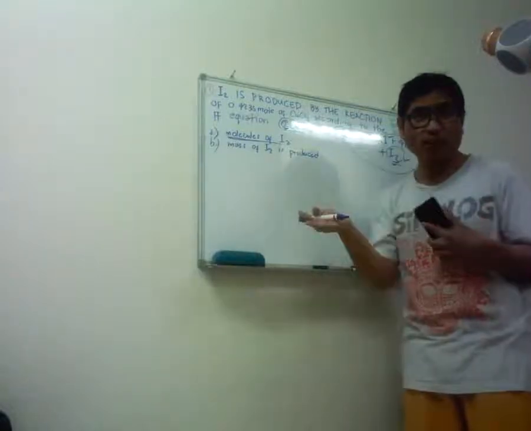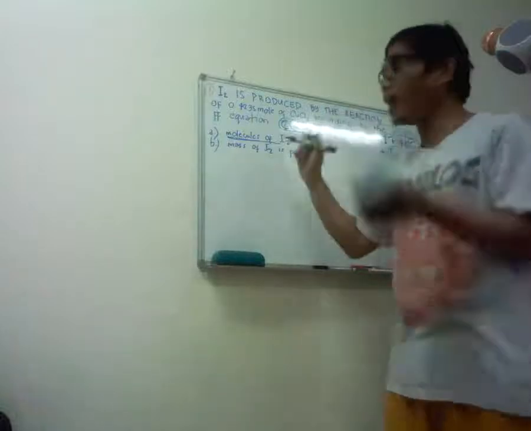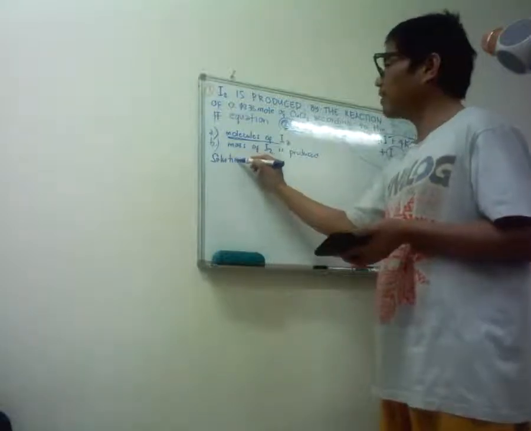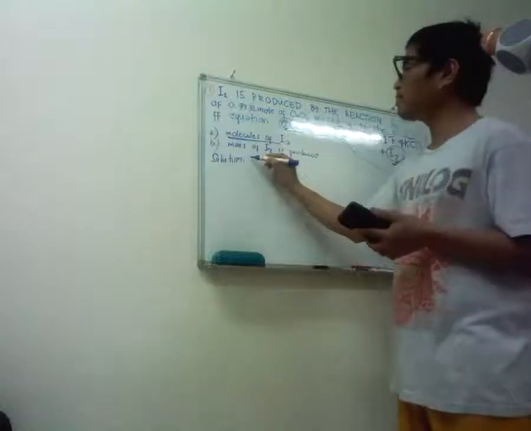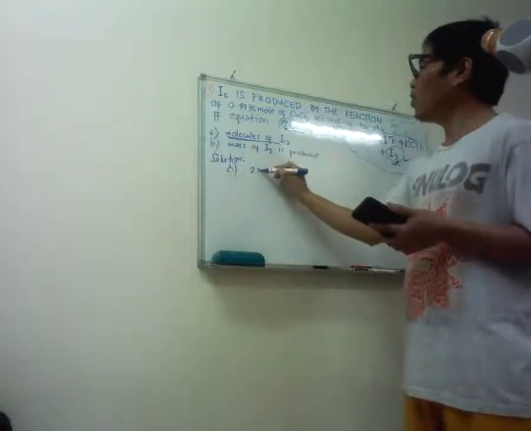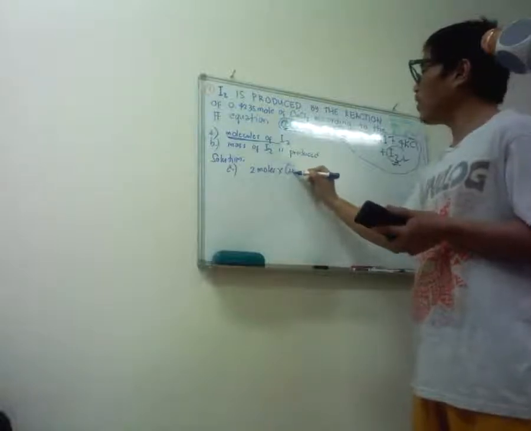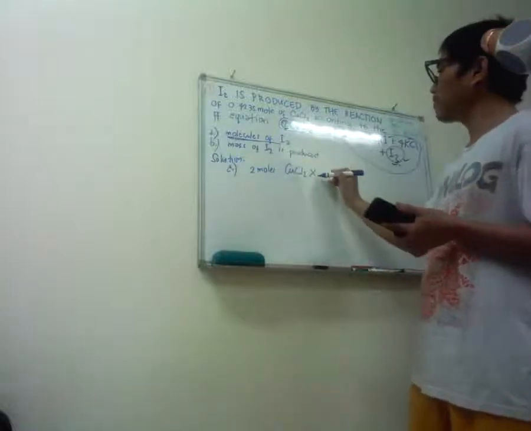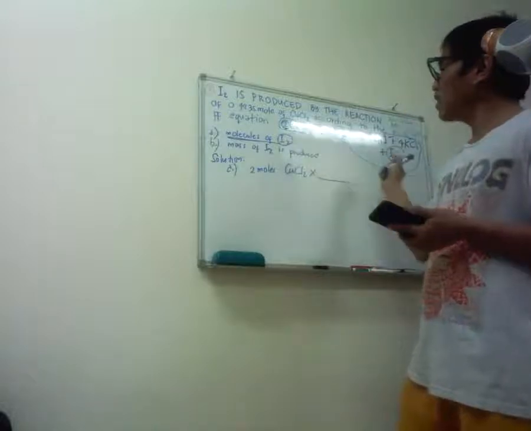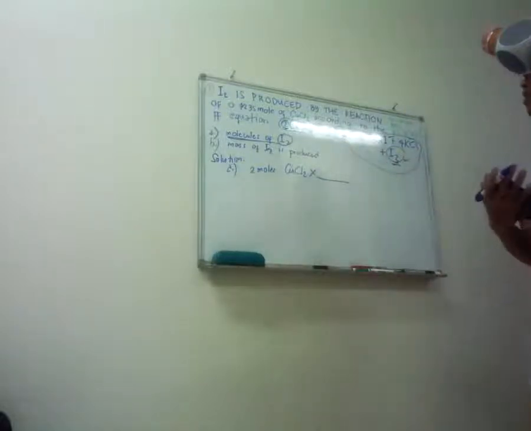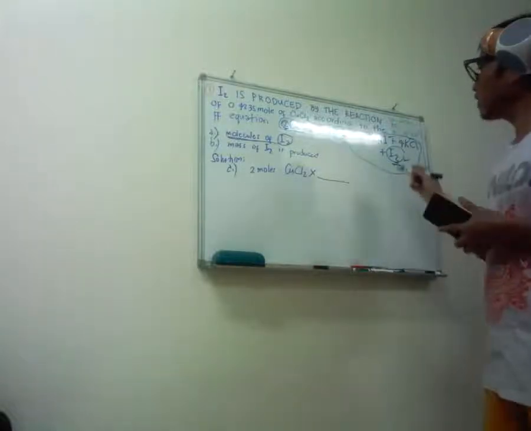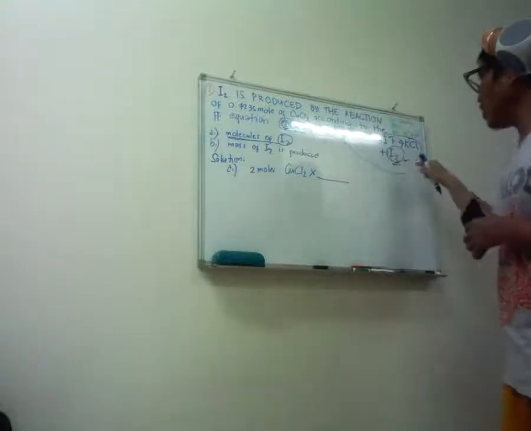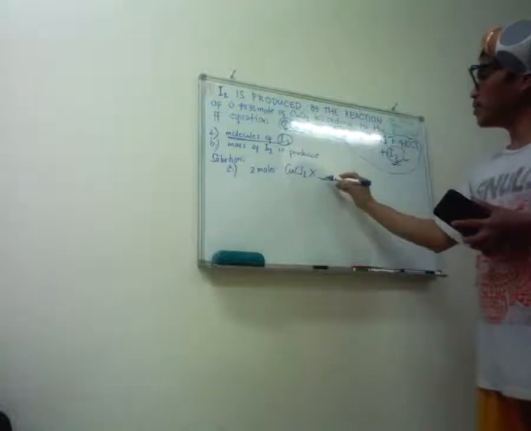That is the theory that you should memorize, and this is what I told you about earlier. Solution for letter A: 2 moles of cuprous chloride times, since you're asking for the I2, how many I2 are in here? I2 is in the products, because you cannot see I2 in the reactants. So 1 mole of I2.